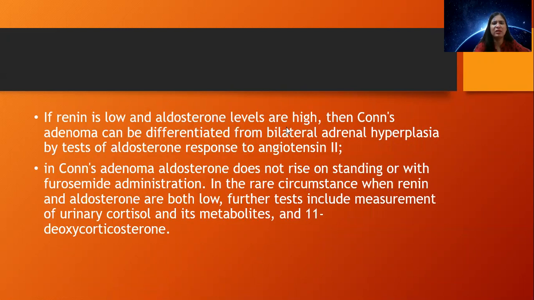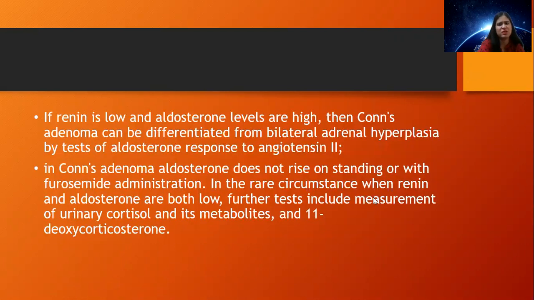If renin is low and aldosterone levels are high, then Conn's adenoma should be differentiated from bilateral adrenal hyperplasia by a test of aldosterone response to angiotensin 2. So if the renin is low and aldosterone is high, then two conditions might be suspected: one is Conn syndrome and another is bilateral adrenal hyperplasia. Now these can be differentiated by giving synthetic angiotensin 2 or furosemide, by which there is no response or increased amounts of aldosterone in Conn syndrome, but in bilateral adrenal hyperplasia there will be decreased amounts. So in Conn's adenoma, aldosterone does not rise on standing or with furosemide administration.